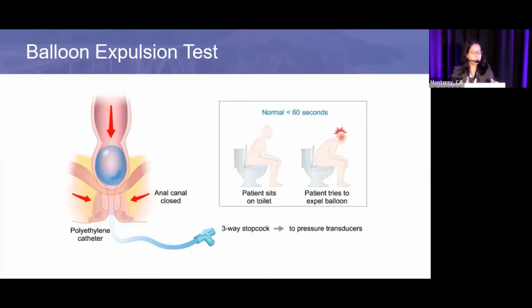Balloon expulsion test: Dr. Che yesterday talked about this kind of device you can use in clinic. Essentially, you put about a 50 ml balloon into the rectum, have patients sit on the commode, and have them go ahead and defecate out the balloon. If they don't defecate it within 60 seconds, there's some kind of defecation disorder. So it's a very easy test to do, and we do that in conjunction with our anorectal manometry.